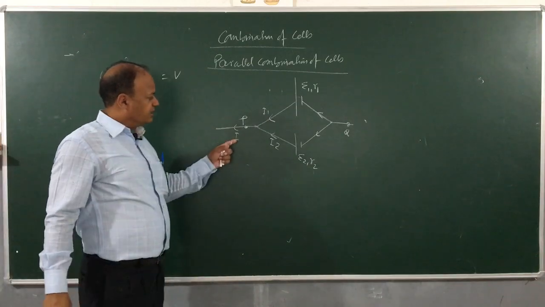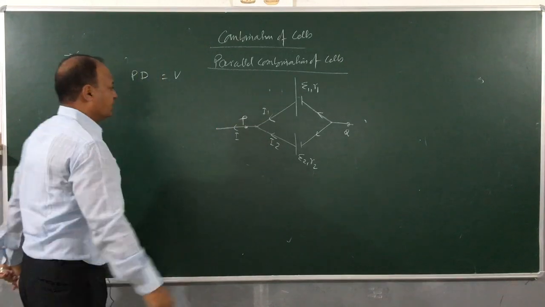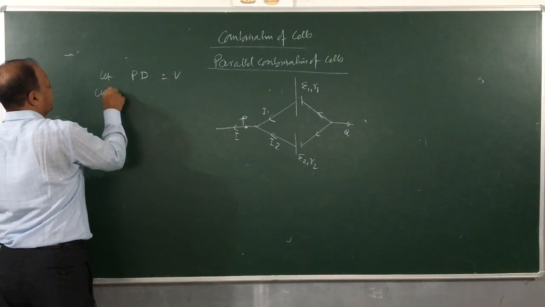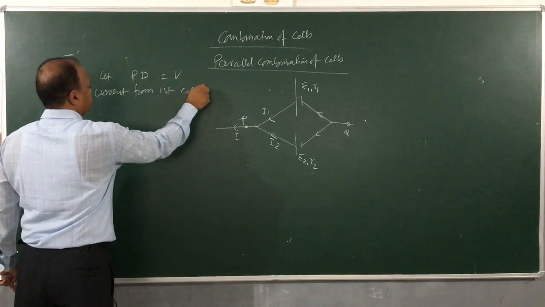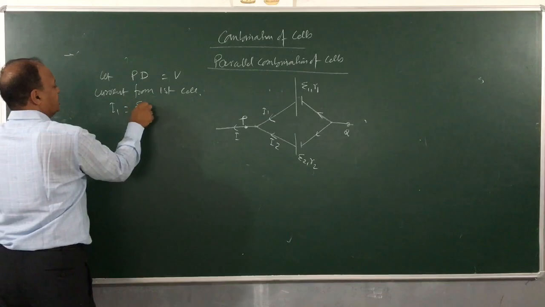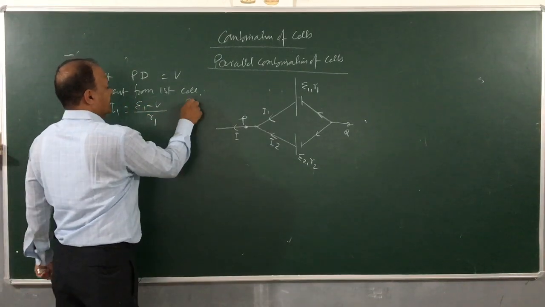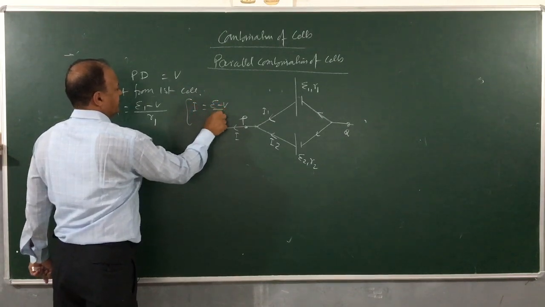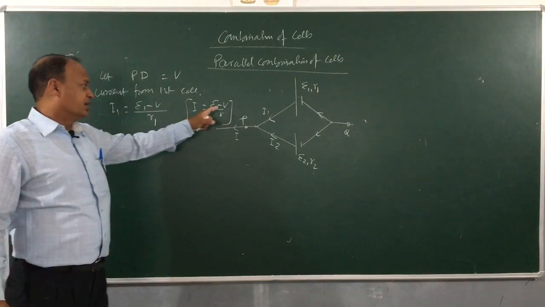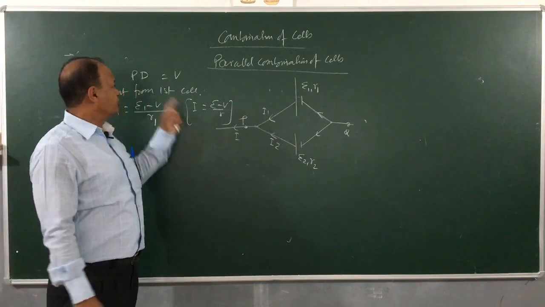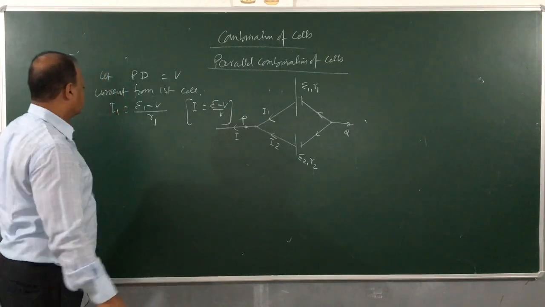And now if current is I, total current, then I will be equal to how much? I1 plus I2, don't forget. Then current from first cell, children, I1 will be how much here? E1 minus V by R1, right? We have already done I is equal to E minus V by R. Yes? Where is this formula? E1 minus V by R1. Because V is same, we have assumed applied potential difference is V. That is what I am trying to calculate.